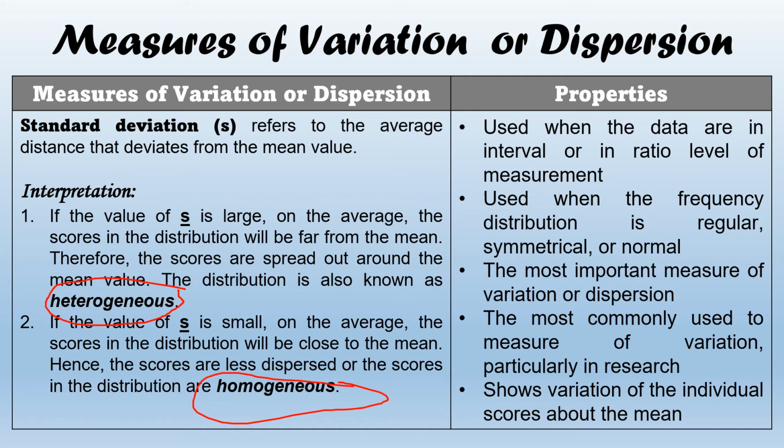We use it when the data are in interval or ratio level of measurement, and when the frequency distribution is regular, symmetrical or normal. The most important measure of variation or dispersion is the standard deviation. It is the most commonly used measure of variation, particularly in research, and it shows the variation of the individual scores about the mean. So that is your standard deviation.